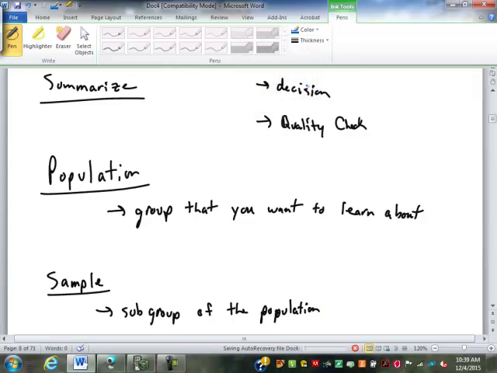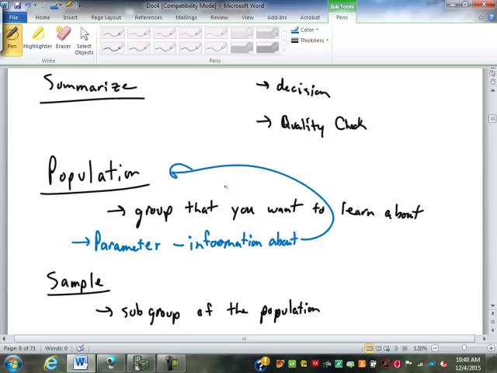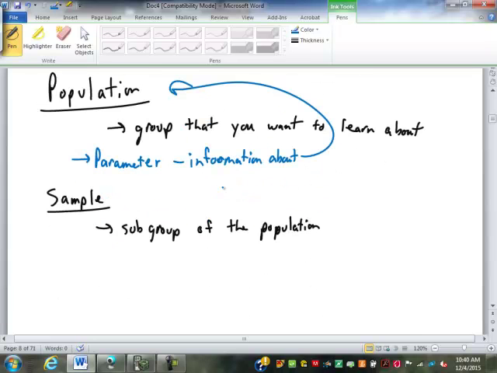If I gather information about a population, that information is called a parameter. So a parameter is just information about a population. If I gather information from a sample, or gather data from a sample and collect information, that is called a statistic.